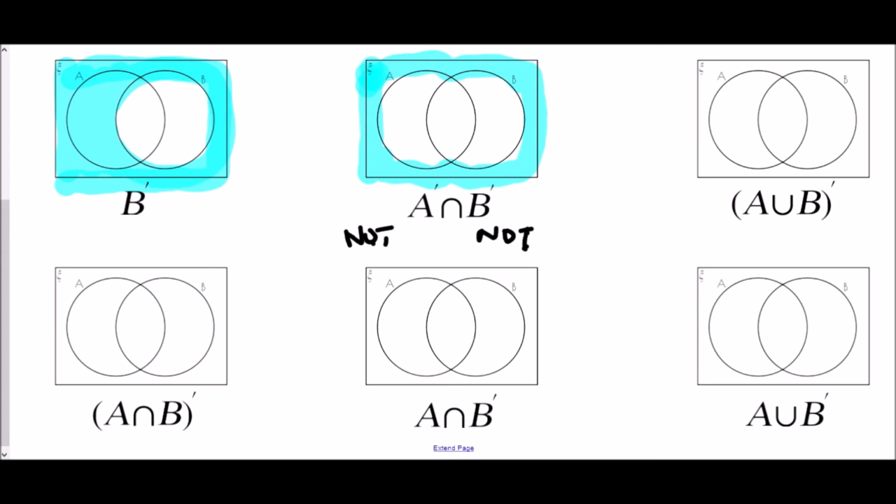If we look at the next one, we've now got brackets, and just like everything in maths, the brackets need to come first. So this is A or B, but then the apostrophe afterwards tells us that it's not A or B. The first thing is to identify A or B, which we've already done: everything that's inside of the circles. So not A or B is everything on the outside. In fact, this is exactly the same as the previous question: the elements that are not in either group A or B.